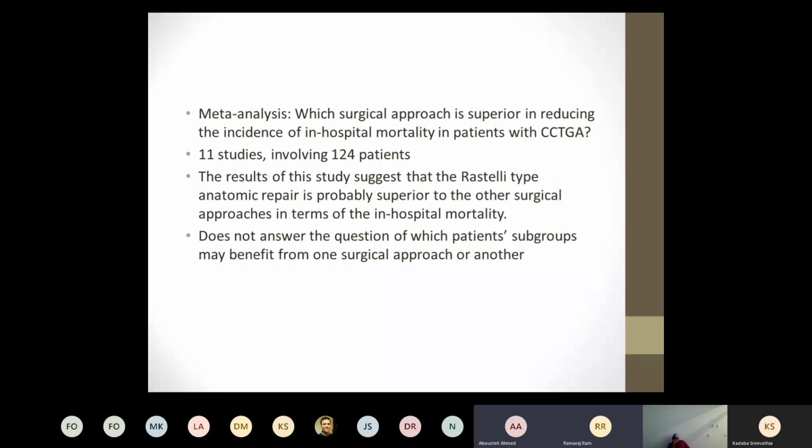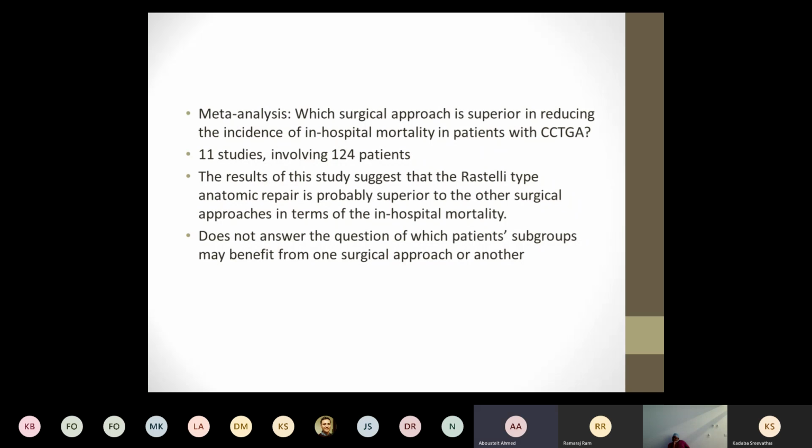The results of this study suggest that the Rastelli type anatomic repair is probably superior to the other surgical approaches in terms of the in-hospital mortality. But still, it didn't answer the question why the patient subgroups may benefit from one surgical approach or another. They looked into that one.